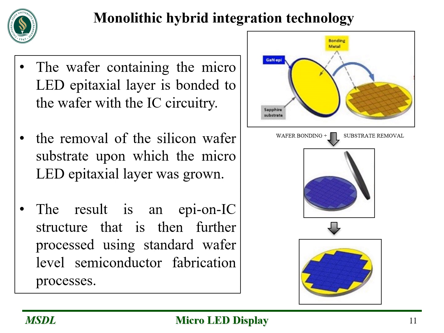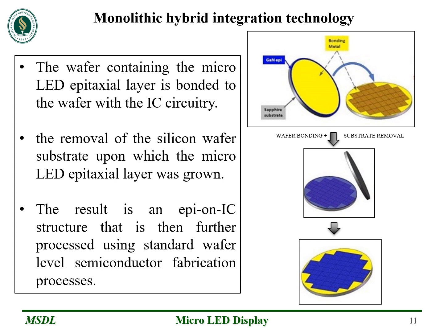JBD is developing a fabrication approach based on monolithic hybrid integration technology that should be better suited to small pitch LEDs for very high density displays. The general concept of the technology is to transfer the functional micro LED epitaxial layer onto silicon IC wafers. As shown in the figure, in the very first step, the wafer containing the micro LED epitaxial layer is bonded to the wafer with the IC circuitry.